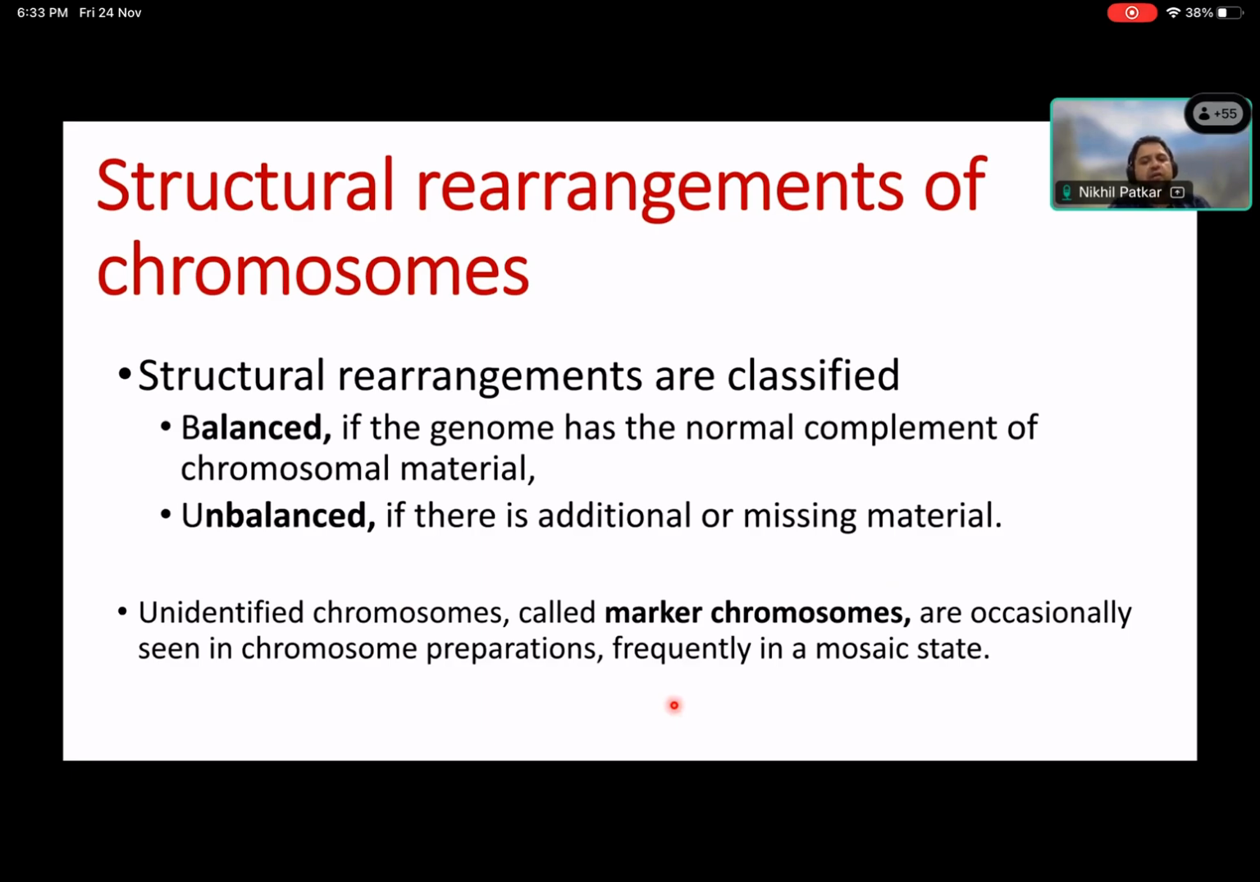Structural rearrangements are classified as balanced if there is a transfer of genetic material from one chromosome to another, and unbalanced if there is additional or missing material. Unidentified chromosomes can also be seen, known as marker chromosomes, and typically are a hallmark of complex chromosomal rearrangement seen in cancer, especially rapidly growing cancer.